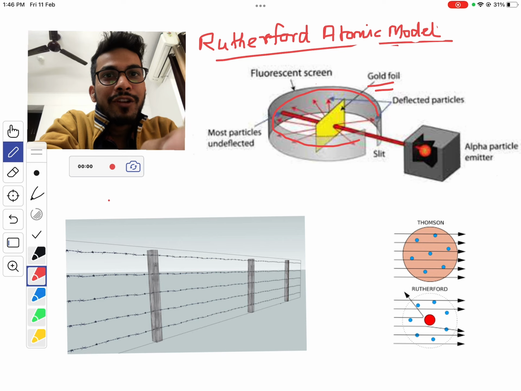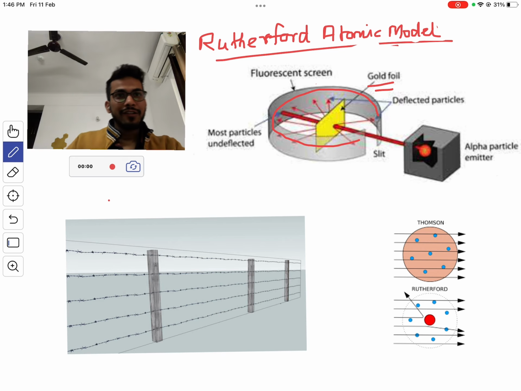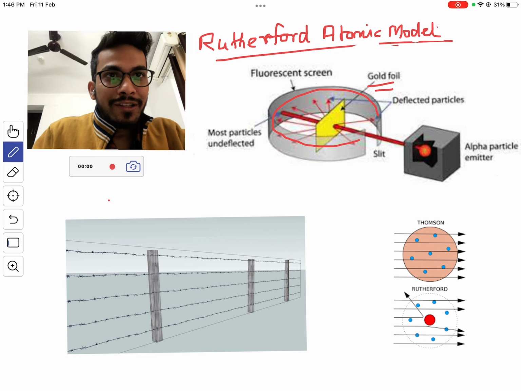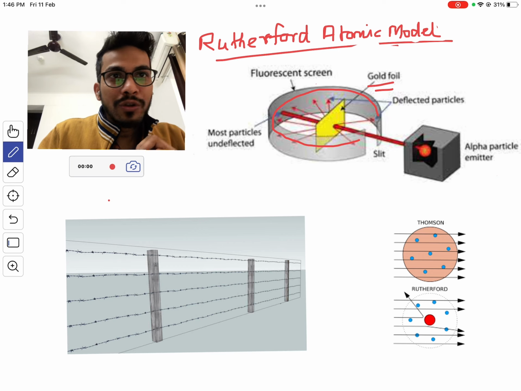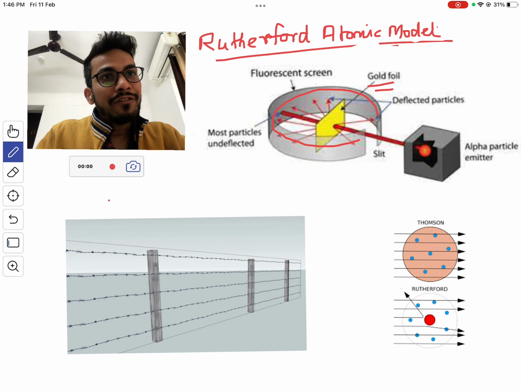And what is gold foil, and why are we choosing gold foil? See, Rutherford wanted the foil to be super thin, and we know that gold is the most malleable element. That is why he chose the gold foil. Even if you compare it with aluminium foil, it is thinner than that.